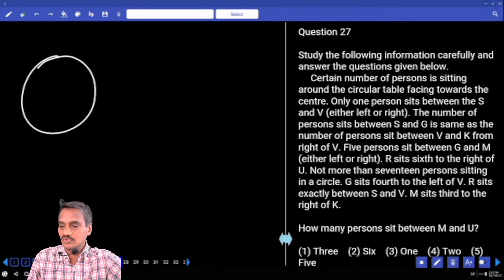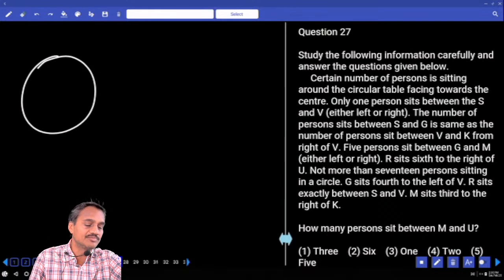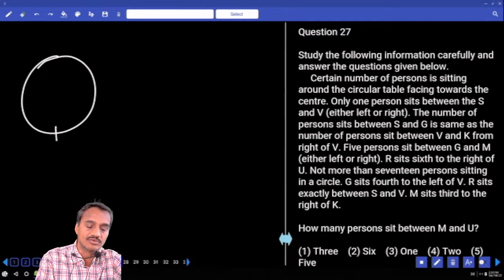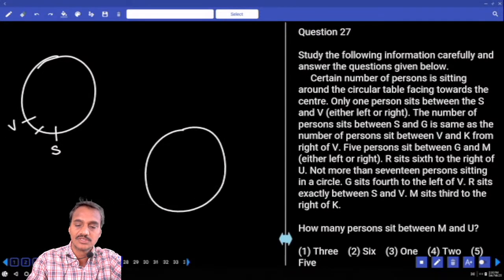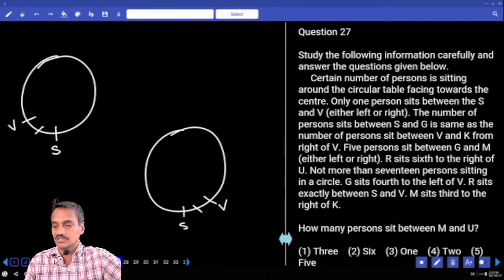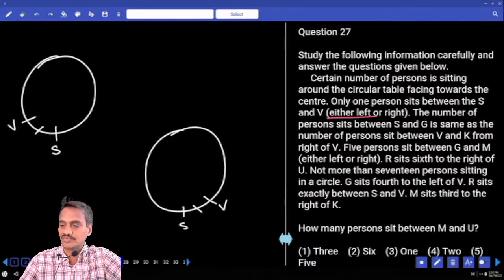First one: only one person between S and V. Now, if S is here, with one person between S and V, V can be either to the left hand side or to the right hand side. So how many possibilities? Two possibilities. Either left or right.